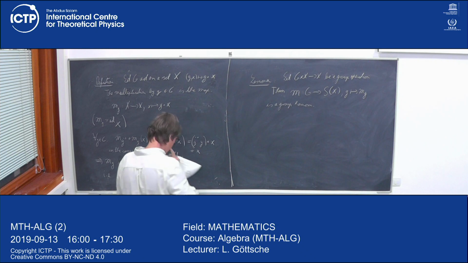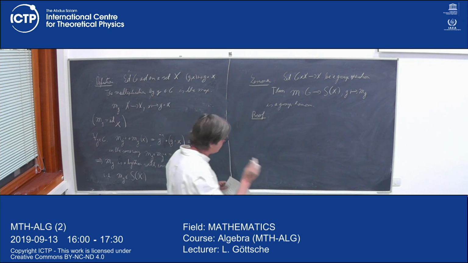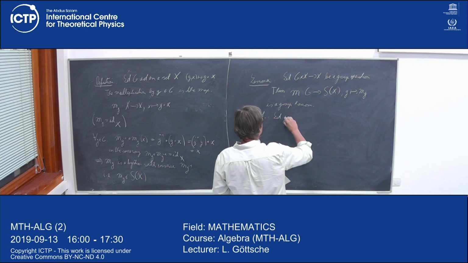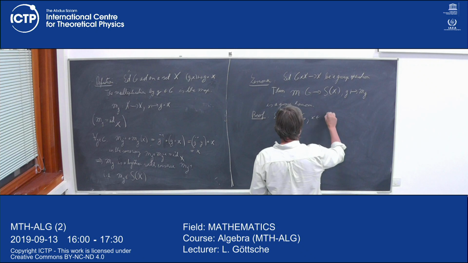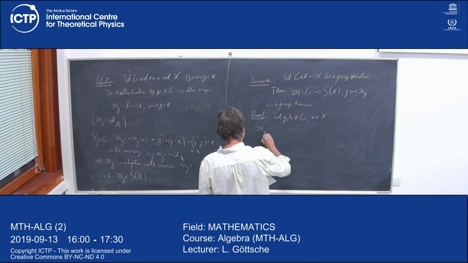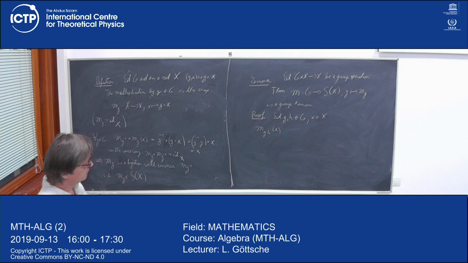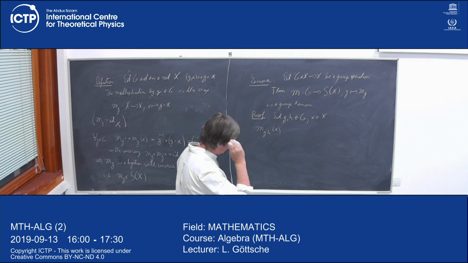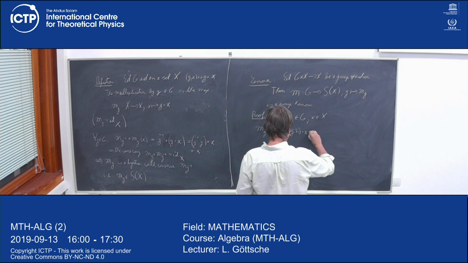Obviously, this is also trivial. So if I take something like this, that's also trivial. So let g, h be elements in the group and x an element in X. So we just have to see what does it mean. If I take m_gh of x, it should be the composition of m_g and m_h. So this is g times h times x.